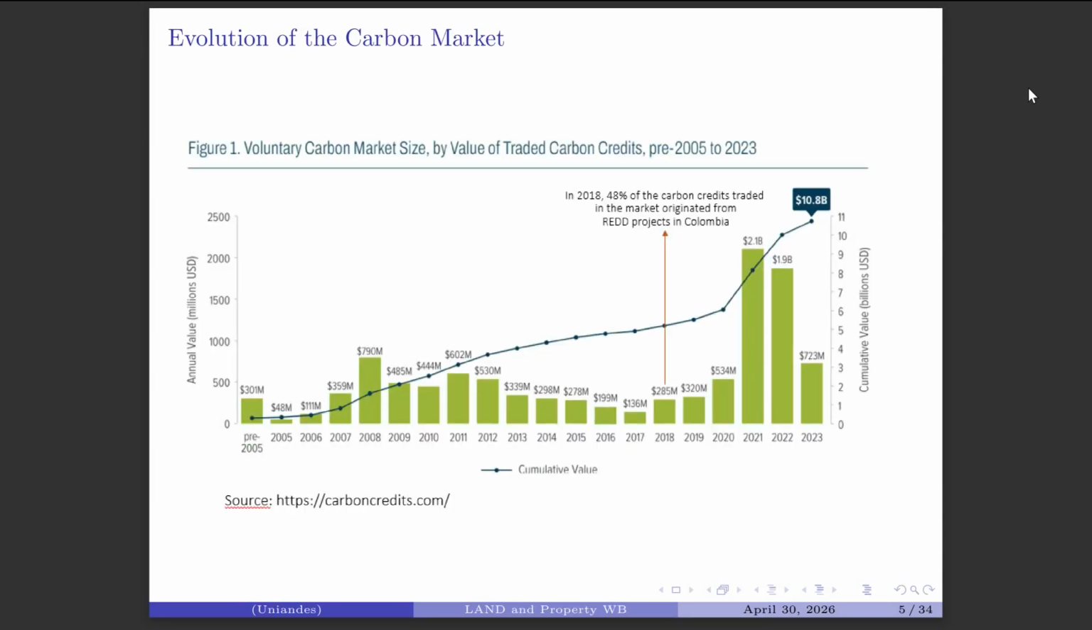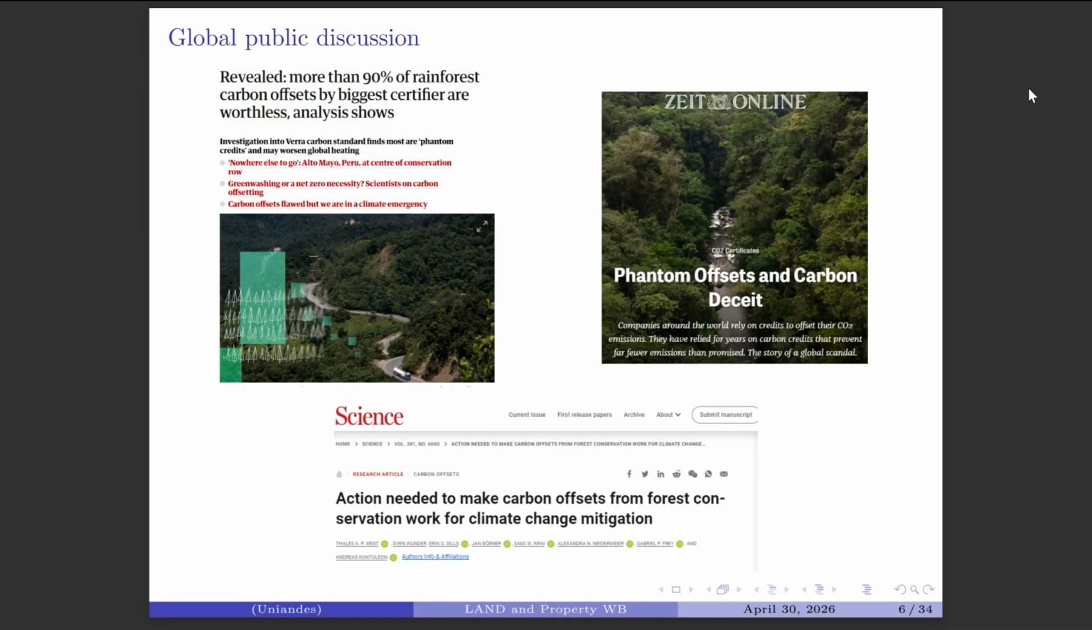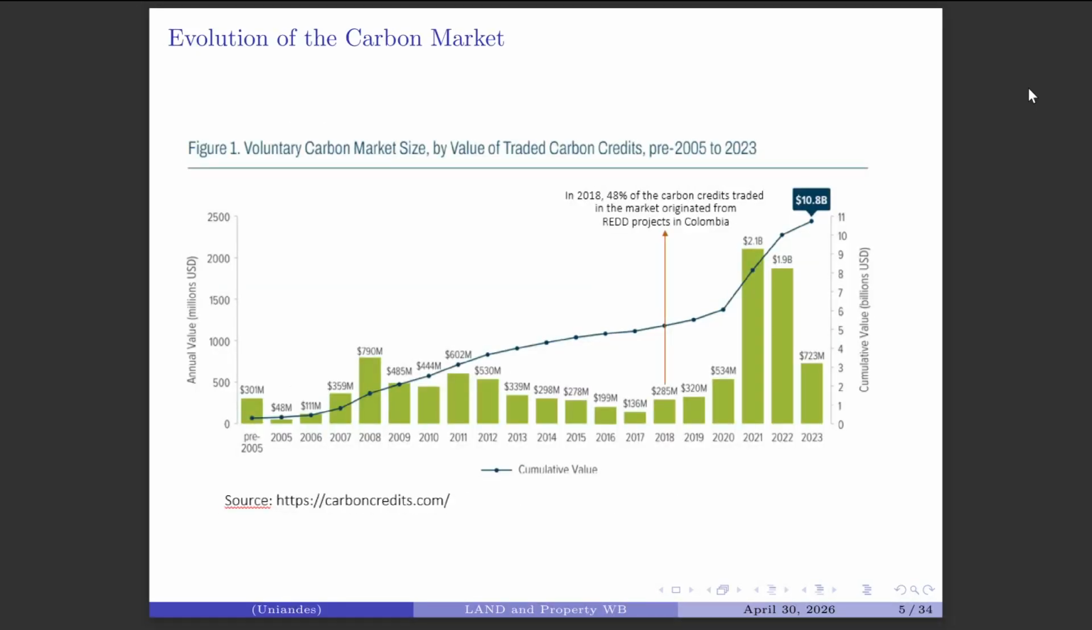In this graph, you can see the evolution of the annual value of the carbon markets, and we can see an increase until 2021, 2022, when we start to have a global public discussion about the credibility of carbon offsets. And after this discussion, we can see a decline in 2023.